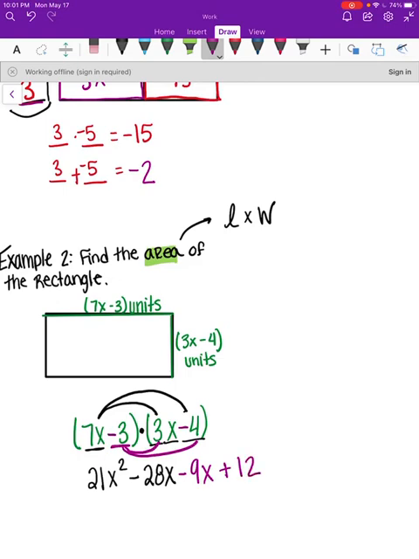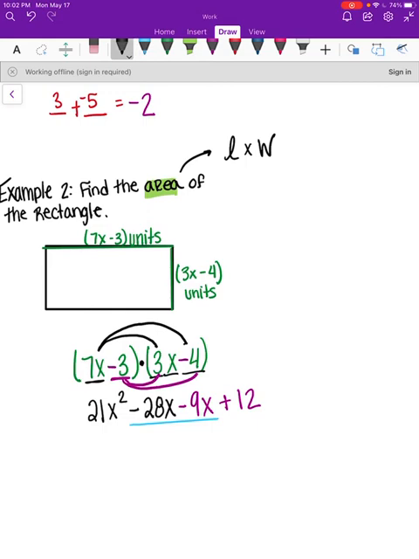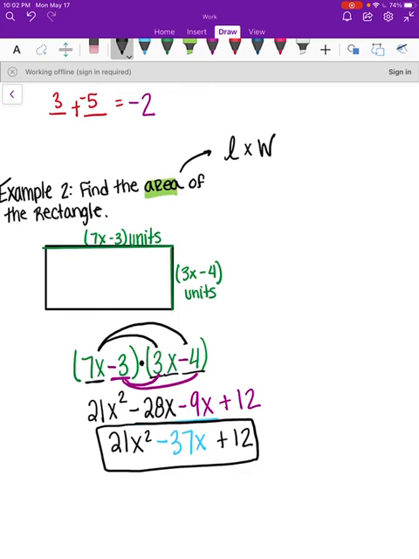And now we're almost done. We're super close. But we can combine our like terms. So we only have 1x squared. It's 21x squared. We have a constant at the end, but in the middle we have x's. So what is negative 28x minus 9x? And that equals negative 37x. So I have 21x squared minus 37x plus 12. And that is my final answer. That's my area.